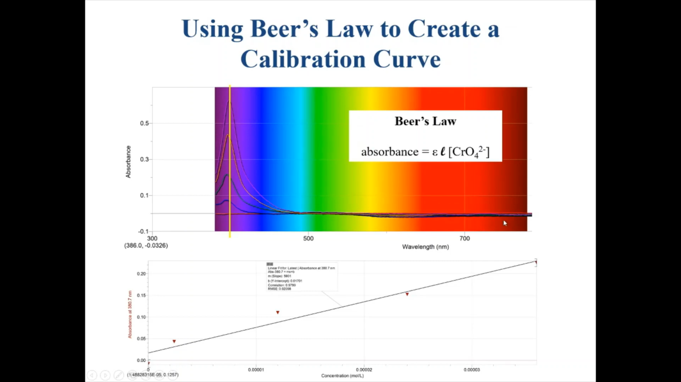So you can see from the UV-vis that we get the absorbance peak. We go in and take the absorbance at the top of that peak, and then we plot that as a function of concentration.